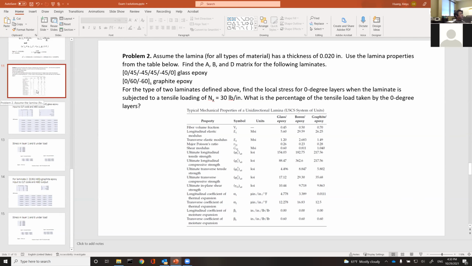And then the second part of the question is to figure out the percentage of load taken by the 0-degree layers. All right, so we need to calculate the stress in each layer. In order to estimate the load taken by the layer, you need to calculate the stress in that layer, and you multiply by the cross-section area, that's the load taken by that area, right? All right, so the tensile load applied is tension in the x direction, 30 pounds per inch. Now, if the laminate is 1 inch wide, it will be 30 pounds, right? If the laminate is 2 inch wide, it will be 60 pounds, right? It's 30 pounds per inch.